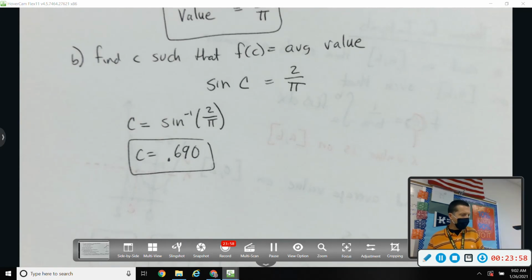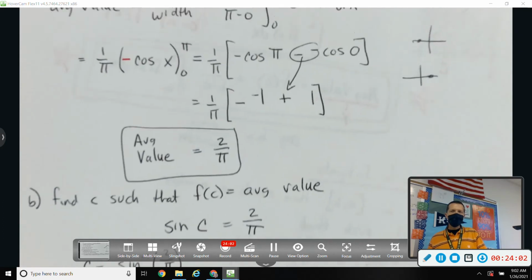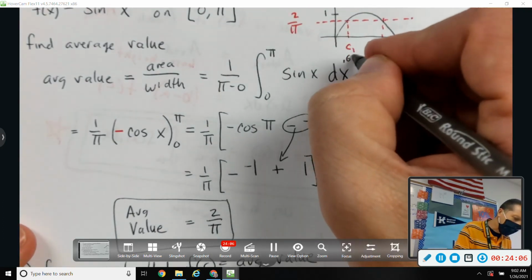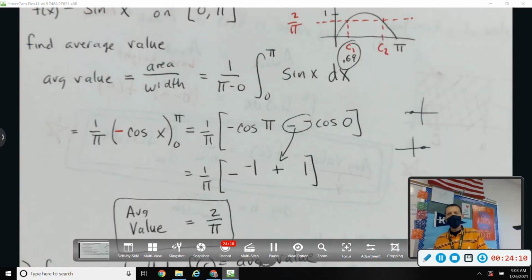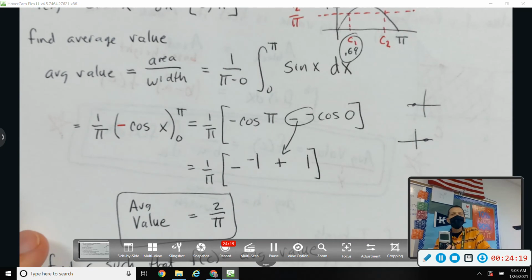Okay, that's not wrong. But looking at my picture, that's this one. But there's another one. It's not double it. You did this in pre-cal, but this has been a long time ago. Your calculator tells you an answer. How do you get the other answer from your calculator?